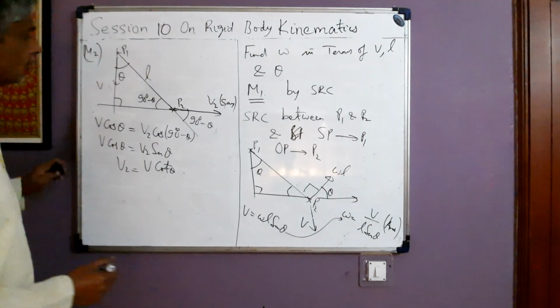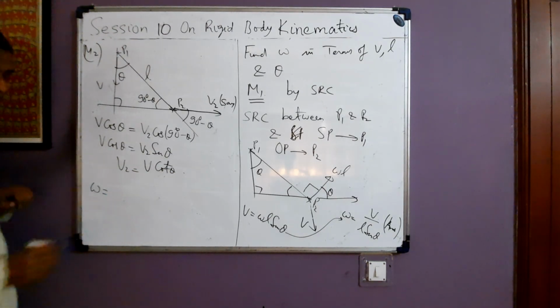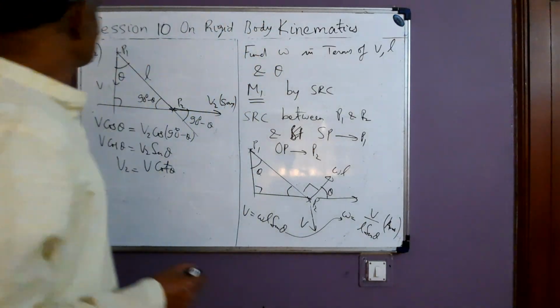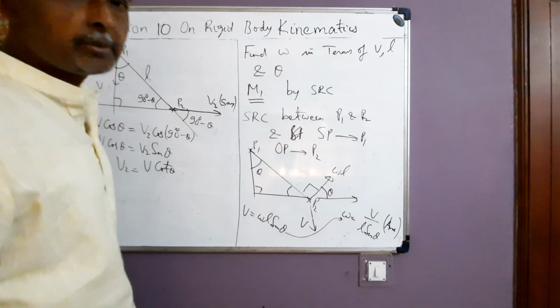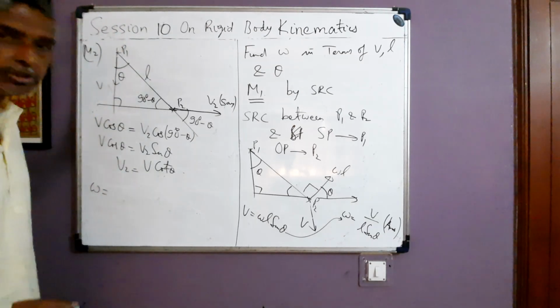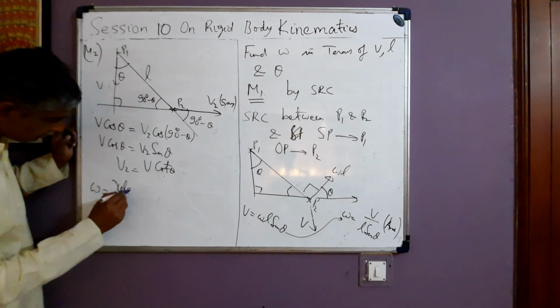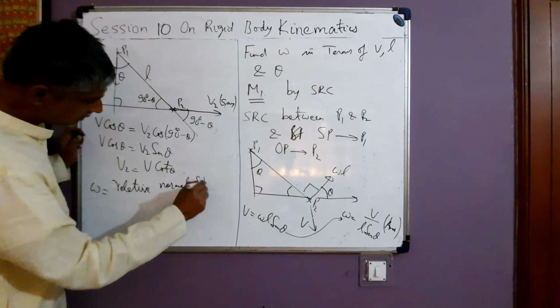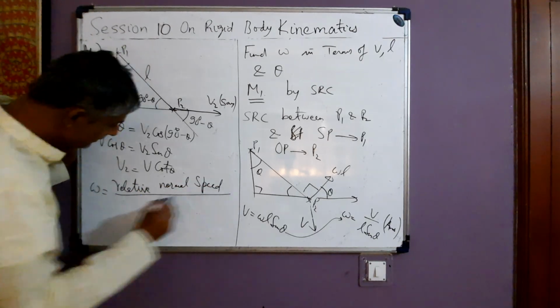Now we have to find omega. We can find omega with the concept we discussed in the second video of rigid body kinematics. Omega is equal to relative normal speed by separation.